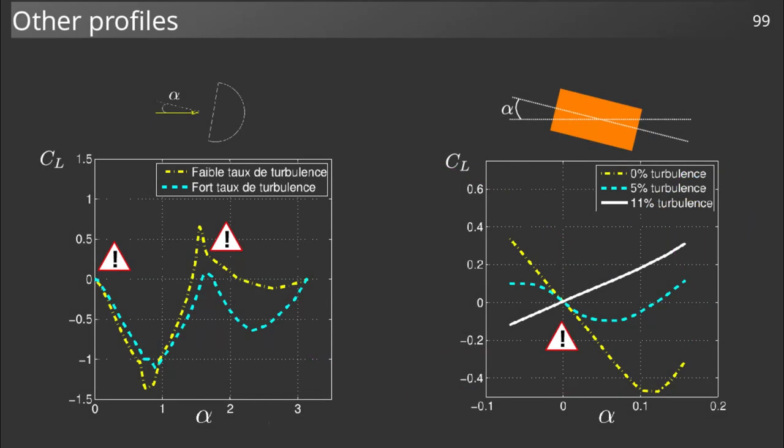To finish with this instability, other profiles can be studied. Instability can occur whenever the derivative of the lift coefficient is negative. As we have seen previously, for some profiles, this can depend on the Reynolds number or even on the level of turbulence present in the flow.